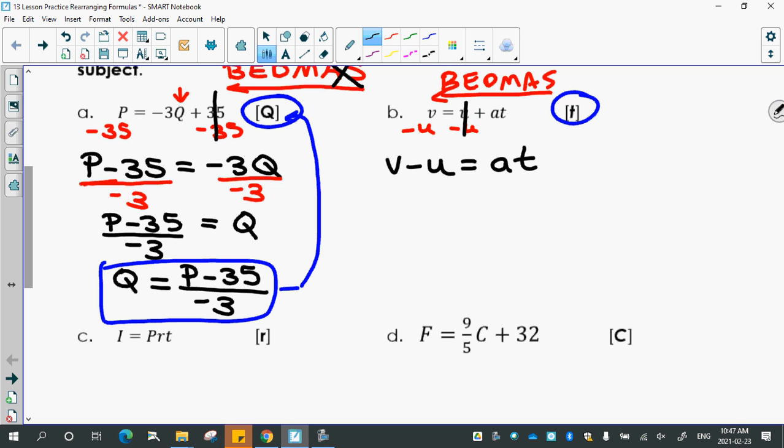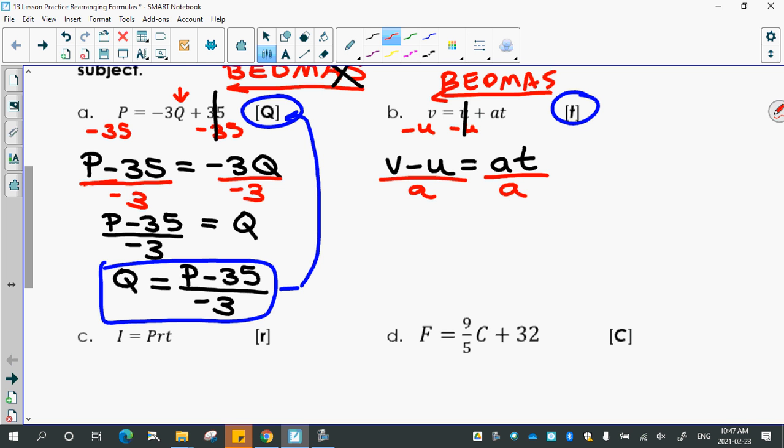When you have two letters side by side, what does it mean is happening between them? Multiplying. Two letters side by side is multiplying. So if I want to get T by itself, what would I do to both sides next? Divide by A. You want to undo the multiplying by A, and you divide that whole side by A.